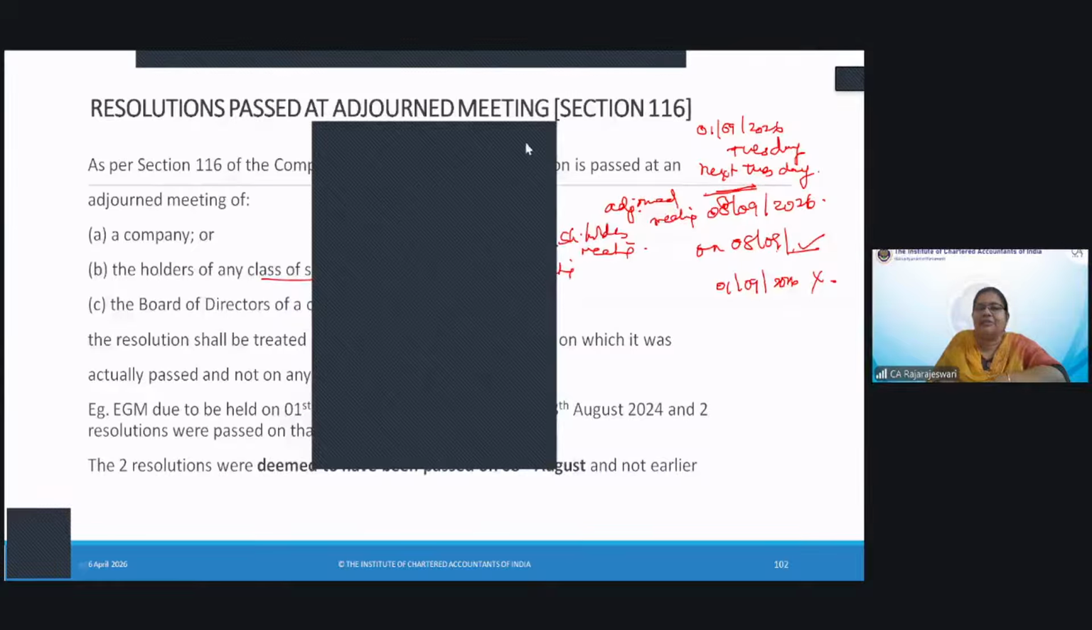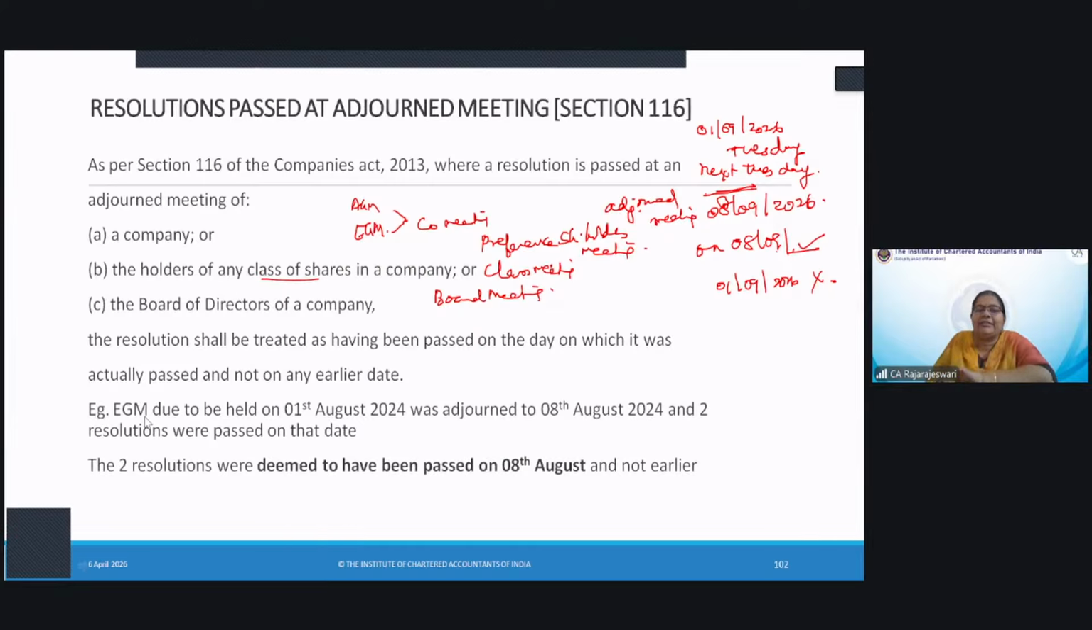Yes, the date of the adjourned meeting is the date of the passing of the resolution. So in this example you read, AGM due to be held on 1st August was adjourned to 8th August and two resolutions were passed on that date. So in this case, the two resolutions were deemed to be passed only on 8th August. It is not on 1st August. It is only passed on 8th August. This is the adjourned meeting.